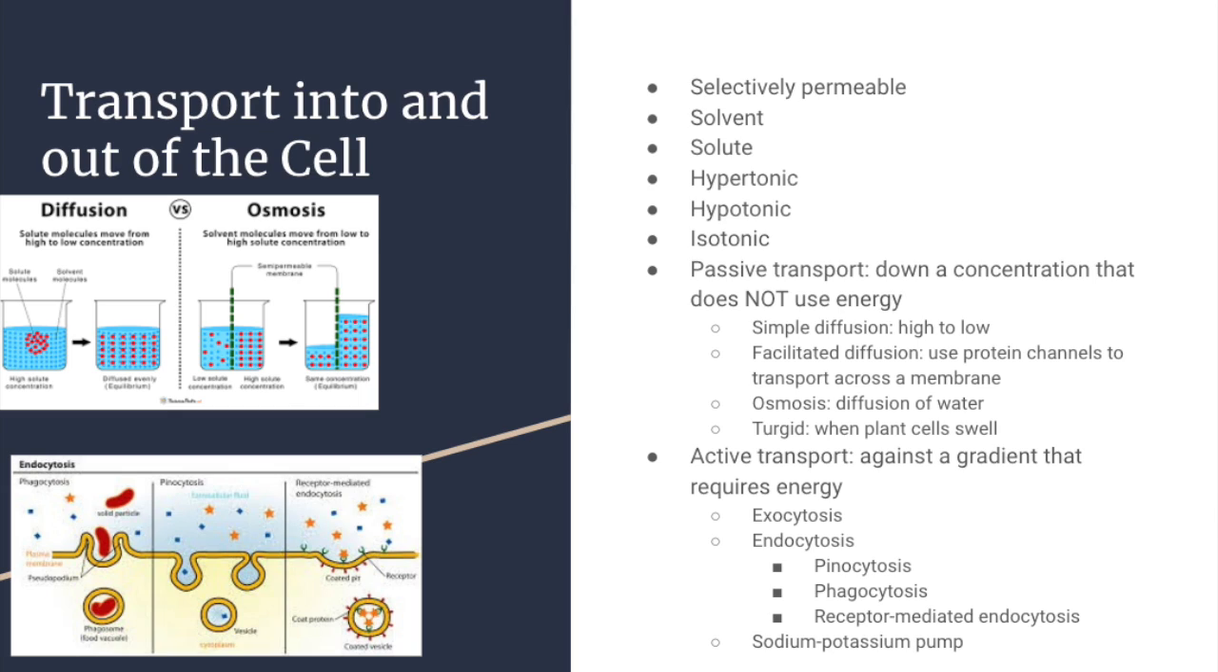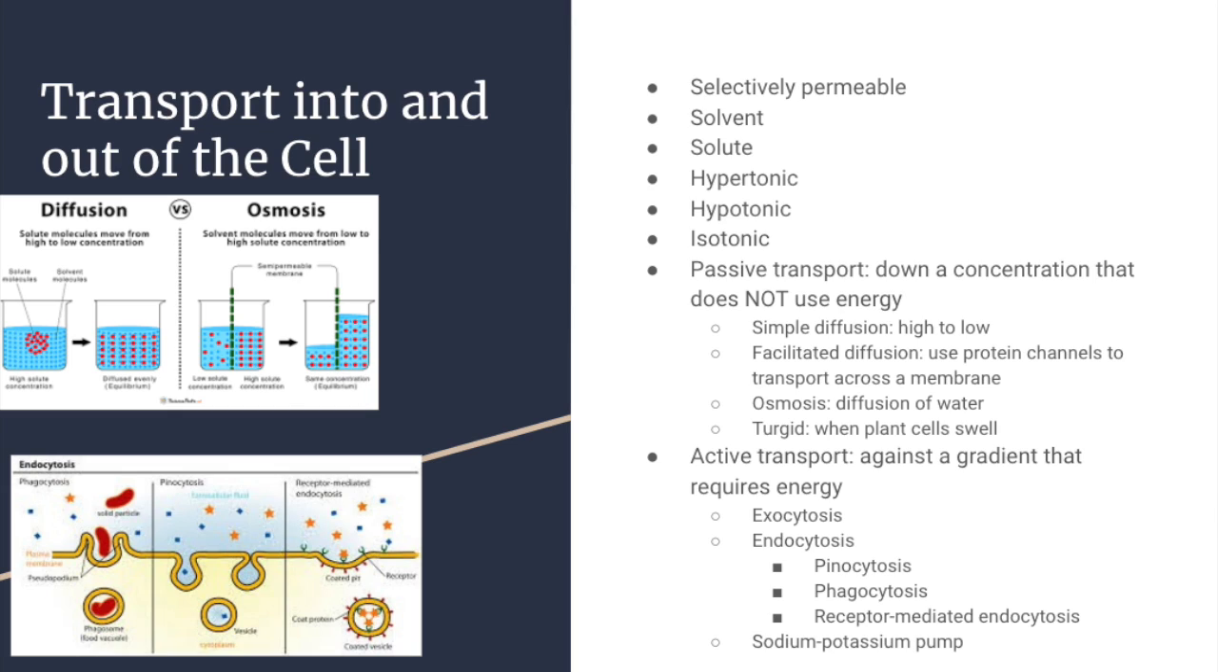Hypertonic means having a greater concentration of solute than another solution. So, for example, having more salt than H2O. Hypotonic means having a lower concentration of solute than another solution. And isotonic means two solutions containing equal concentrations of solute.